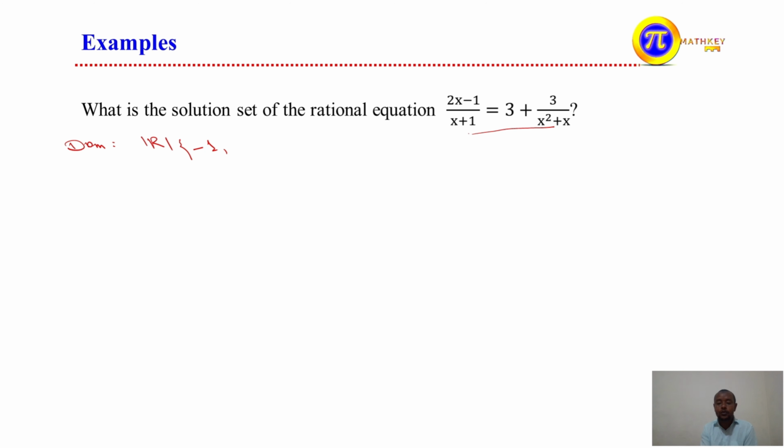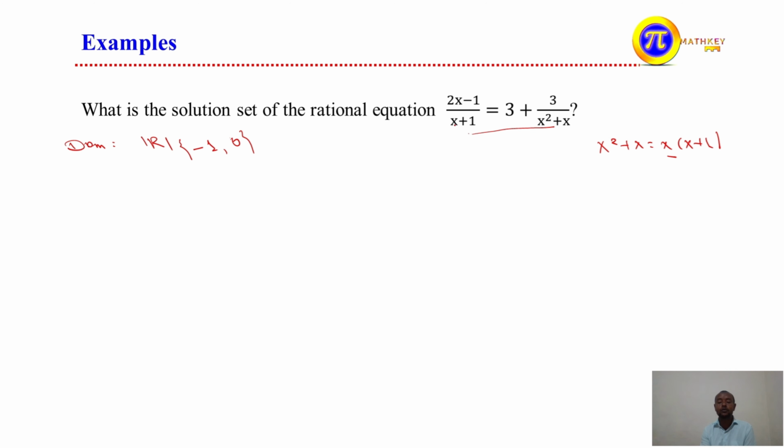The zeros of x squared plus x: x squared plus x is equal to x times x plus 1. What are the zeros? The zeros are 0 and negative 1. Here we write negative 1 as the first case, and then 0. So the domain of this is all real numbers except negative 1 and 0.